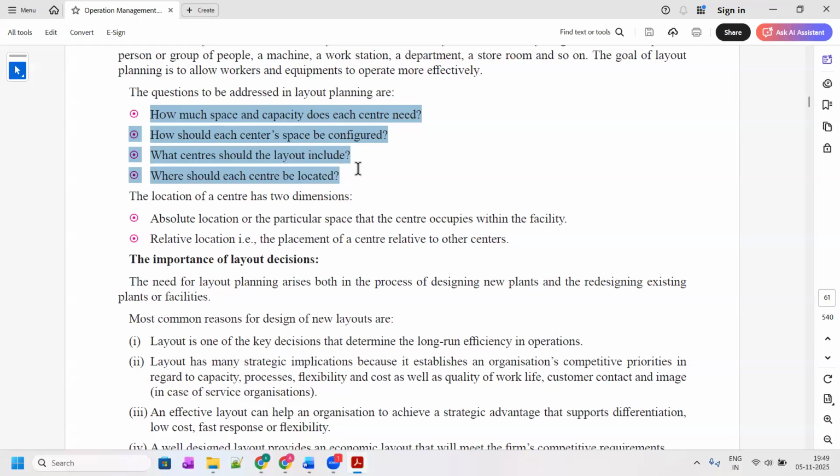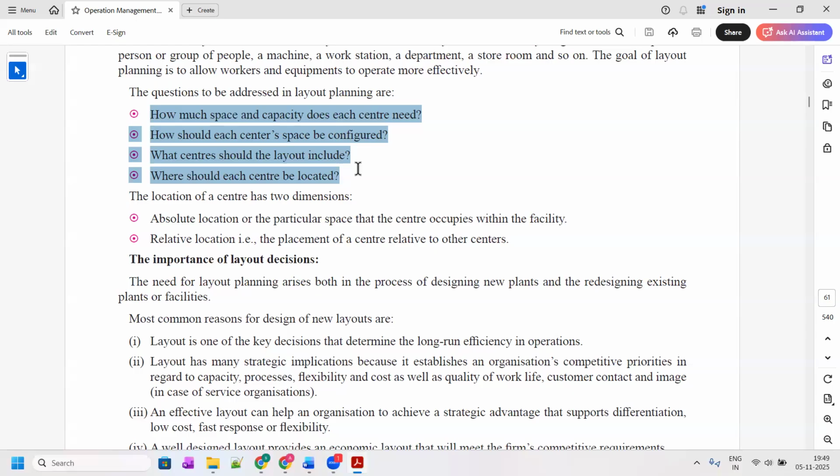Okay, so when we are trying to work on the dimension of the center, there are two kinds of dimensions we are talking about. One is absolute location, where the exact space that the section occupies in the facility is discussed. Then there is relative location, which is about how close or far one section is from another, which is decided based on smooth material flow.